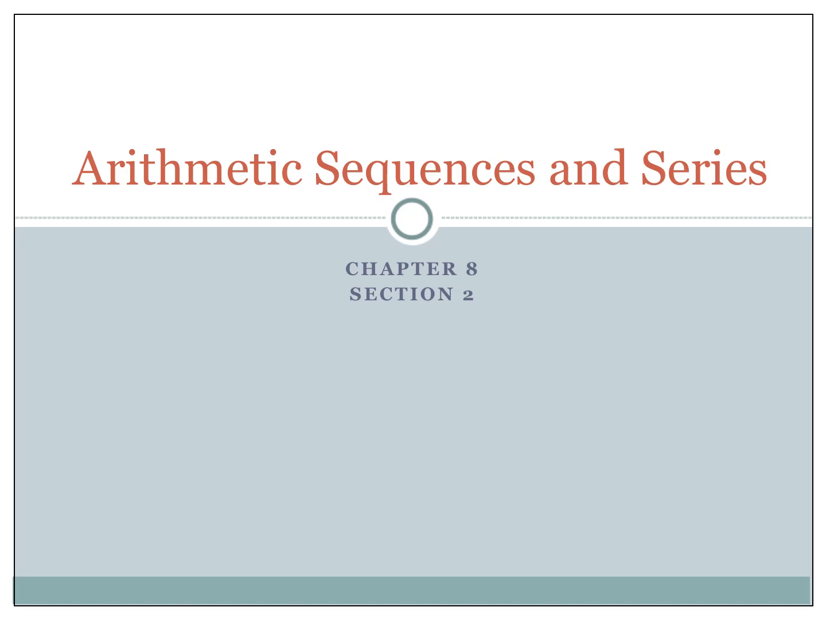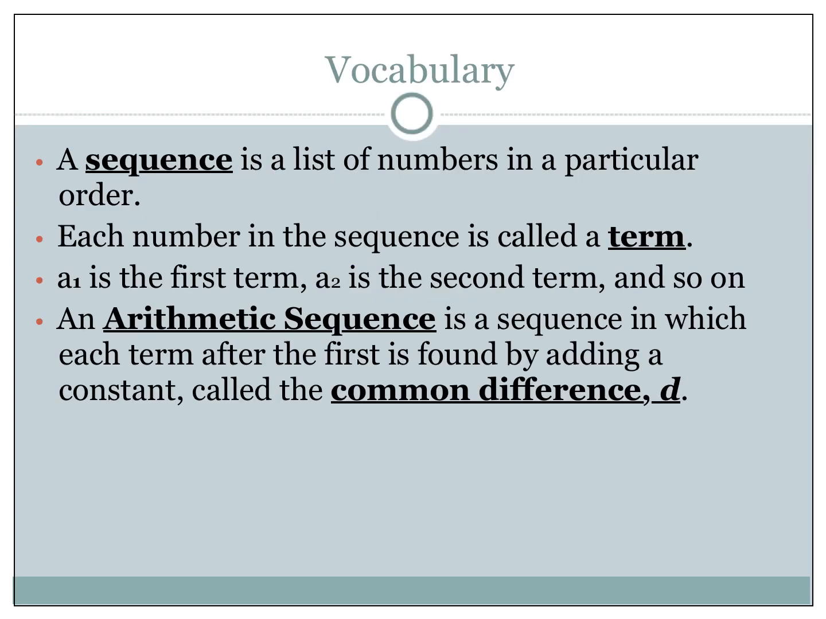Today's lesson is on arithmetic sequences and series. We're looking at patterns. Arithmetic are linear patterns. So a sequence is a list of numbers in a particular order. Each number in the sequence is called a term.